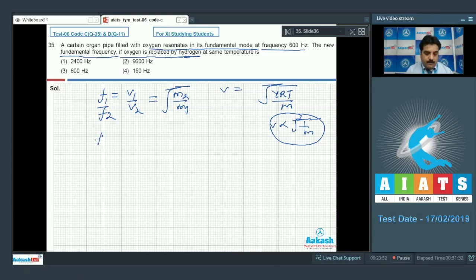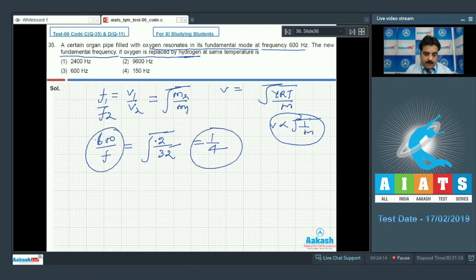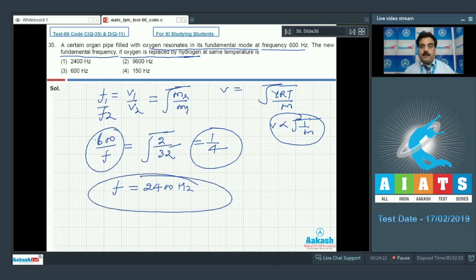So I have the value of F1 upon F2. F1 is 600, F2 is our requirement, and for M2, because oxygen is replaced by hydrogen, the mass will be 2, and initially that was 32 because oxygen was there. So we'll get 1 by 4. When you calculate this, F will be 2400 Hertz. So this is how you can calculate. My option number 1 will be the right choice. We'll move to question number 36.